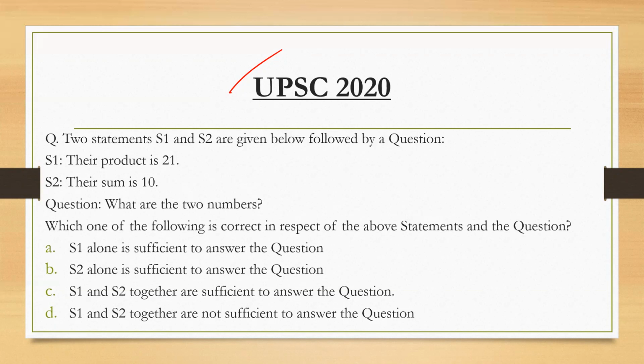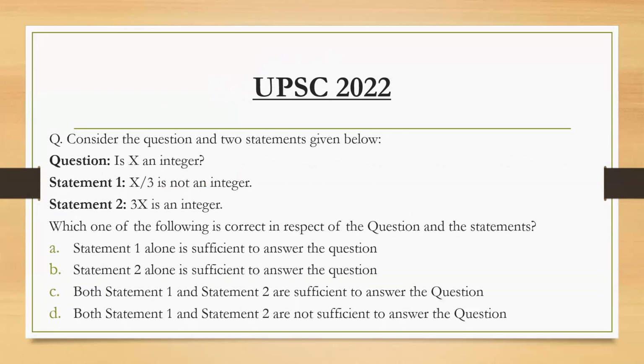Dushyant, Lakshmi. Okay. So here you can clearly see, when you combine both of them, the numbers are 7 and 3, right? Their product is 21, their sum is 10. If you take them individually, there could definitely be multiple possible values. So here C is the correct answer. Fine. Now, if this is clear, try the question asked in UPSC 2022.